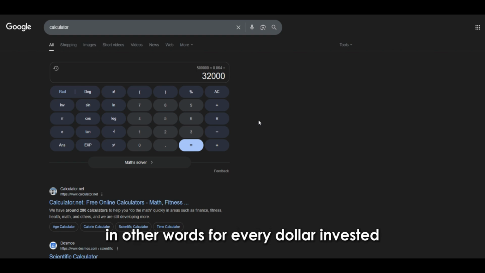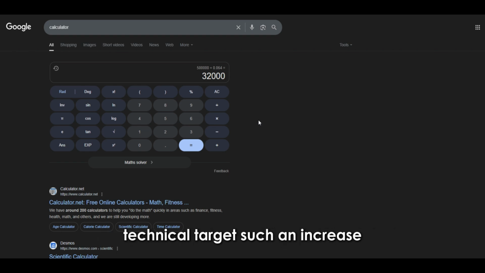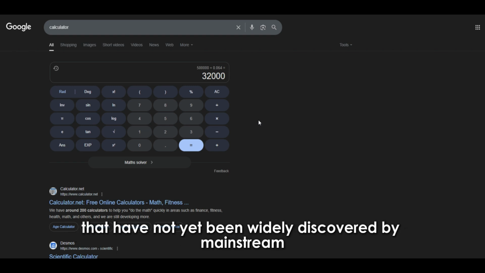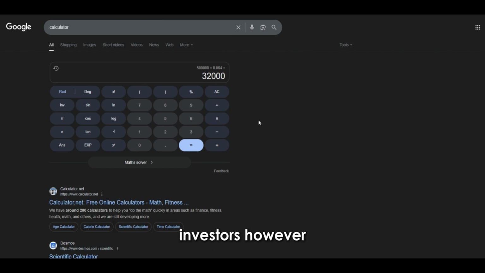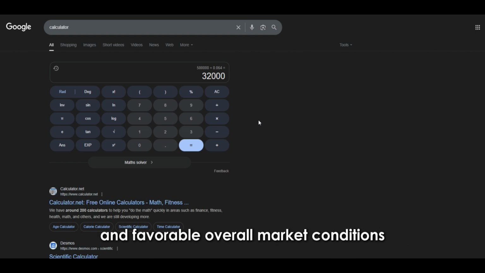In other words, for every dollar invested, the investor would gain $16 if the price action moves toward the stated technical target. Such an increase can occasionally be seen in low market cap coins that have not yet been widely discovered by mainstream investors. However, for this scenario to materialize, many factors must align, such as a positive market atmosphere, increased investor interest, the project's successful execution of its roadmap, and favorable overall market conditions.